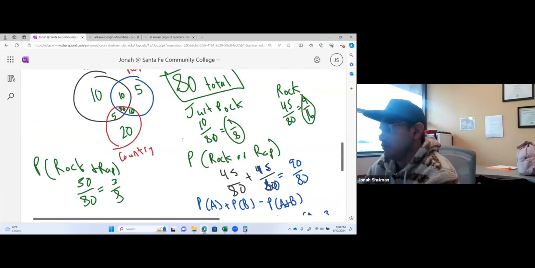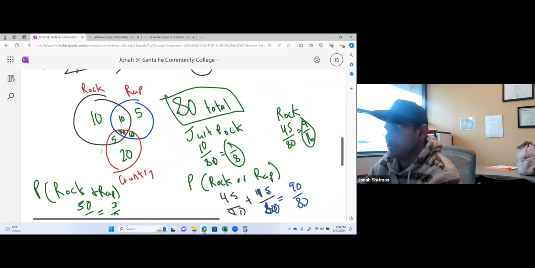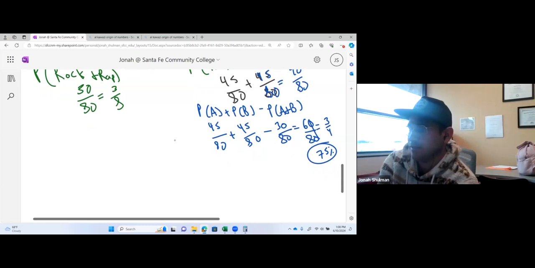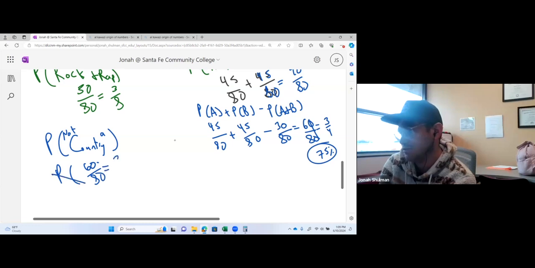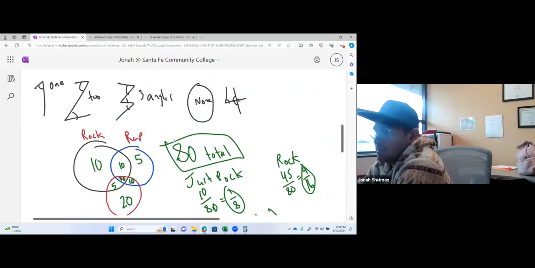Now, look what we can take out. If I erase this, everything's left. So I can just do 80 minus the 20. It's the same thing as saying P of not country, and remember, you put a little A here for not, or you can just say not country. So not country is everything else. Country is 20. The rest is 60 out of 80, which is 3/4 or 75%. All right, so this is what that means.